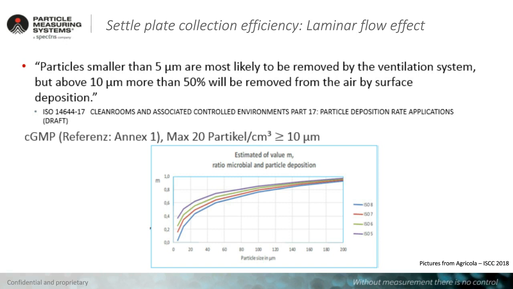So in the end, as a reference, think about what we have in GMP as alert or maximum limit. The maximum limit is 20 particles per cubic centimeter. That means 20 particles greater than 10 microns are expected. So here we see immediately that there is a discrepancy between the theory of particle deposition and our GMP regulations.